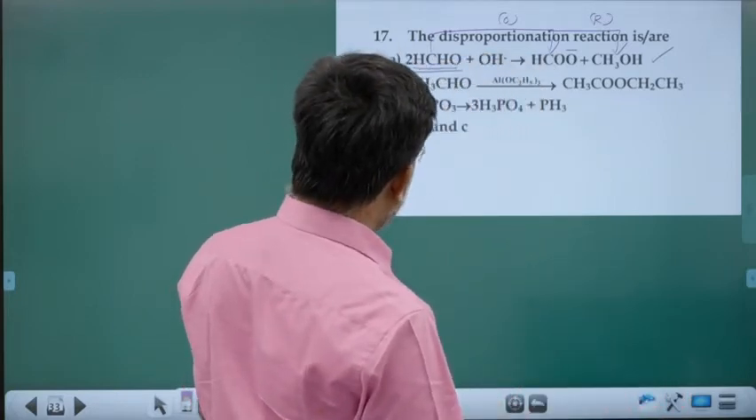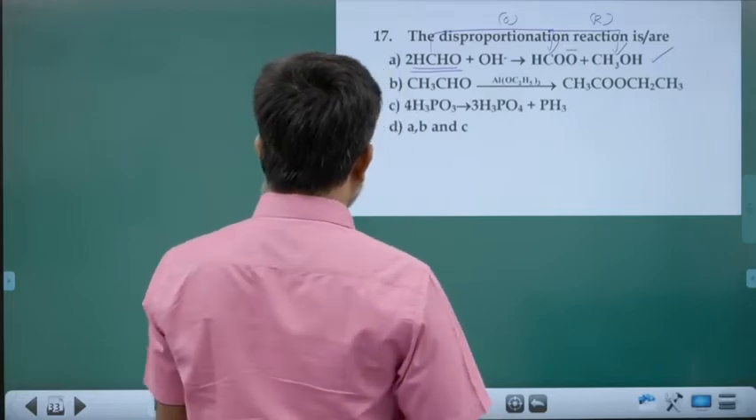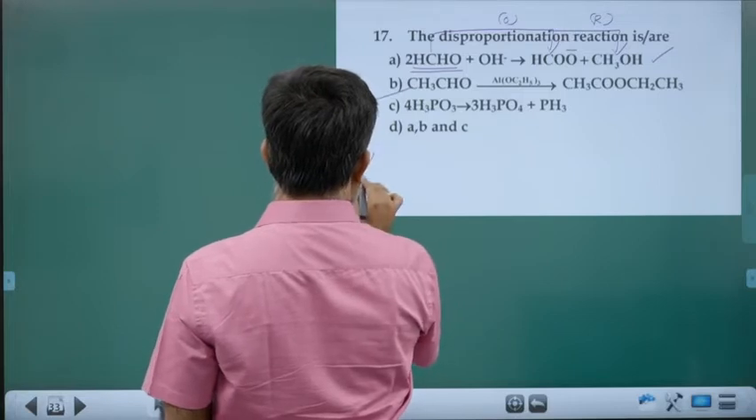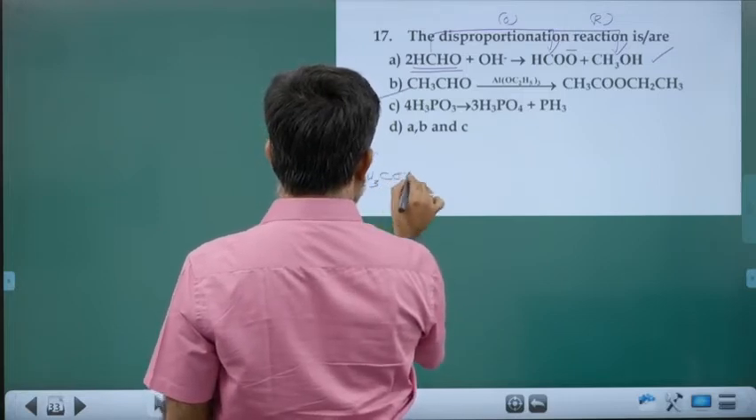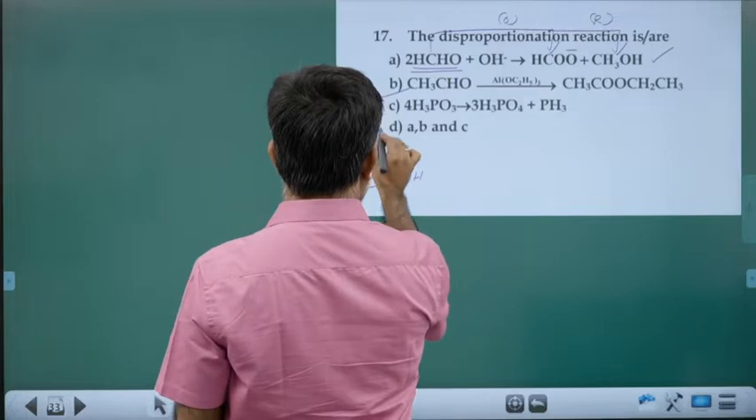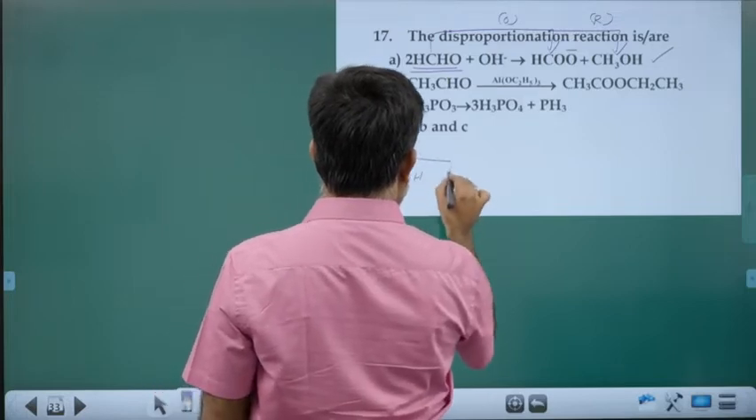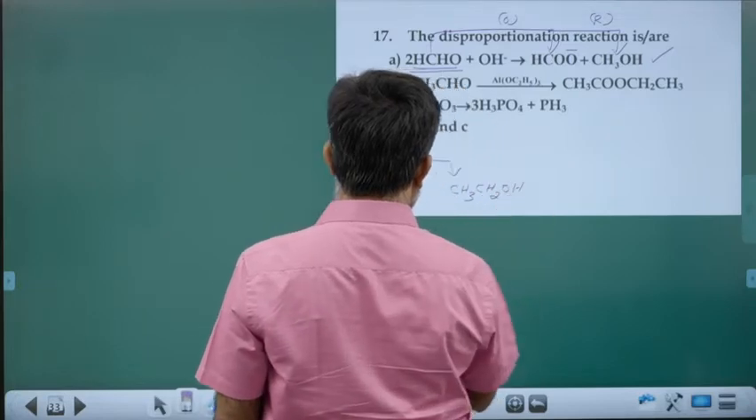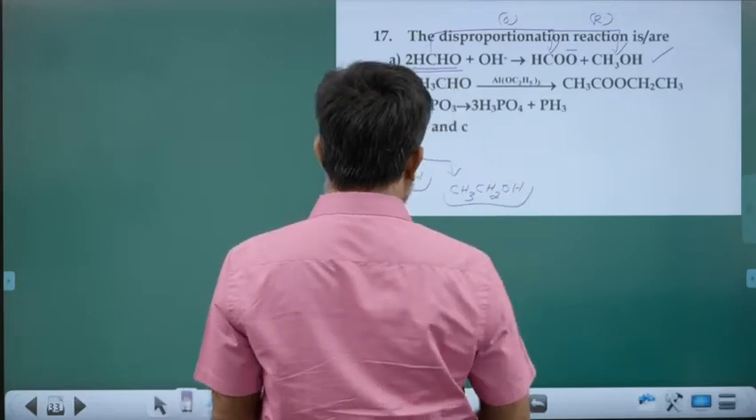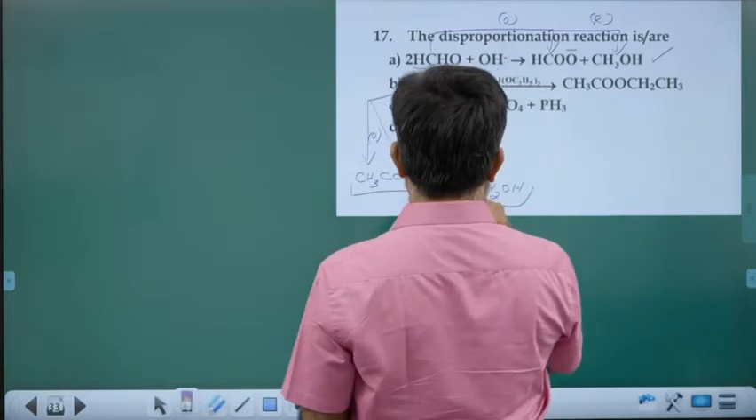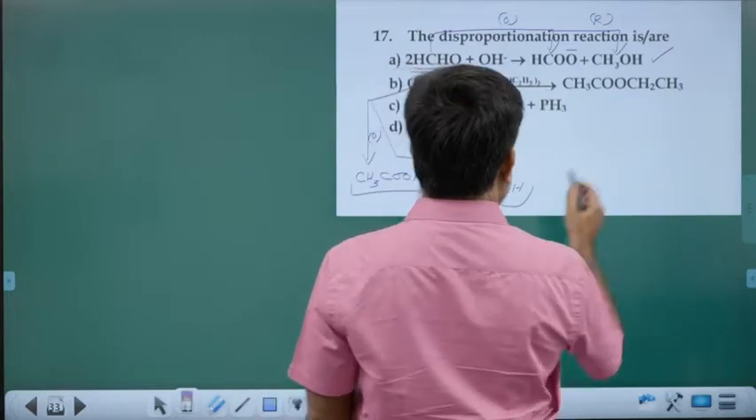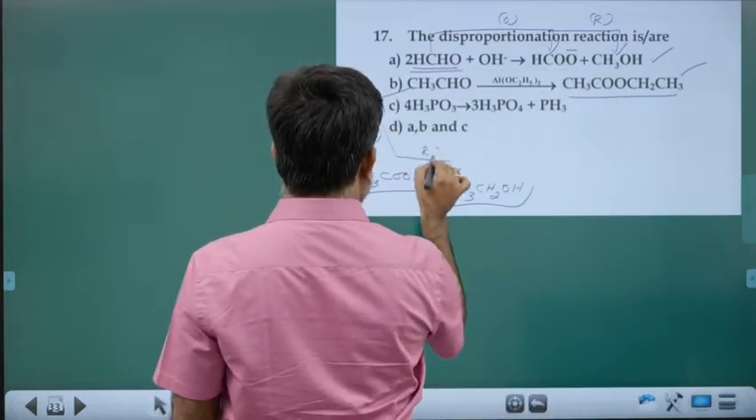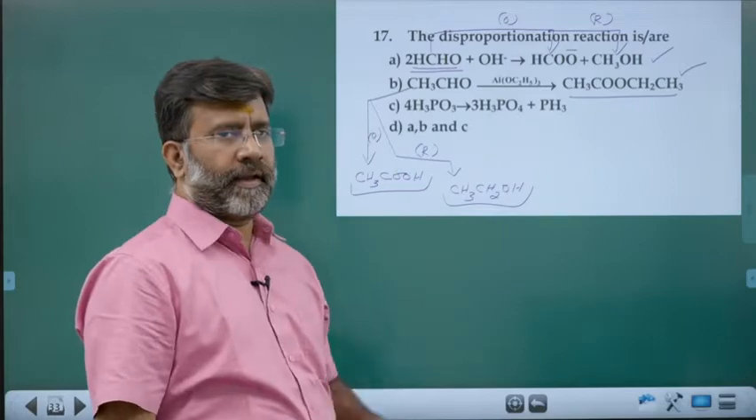Yes, that is also disproportionation. You can understand. This will be oxidized to CH3COOH and the same will be reduced to CH3CH2OH, and these two interact to get ester. This and this, ethanol and ethanoic acid, will interact to give ester. This is oxidation and this is reduction, and finally getting ester.